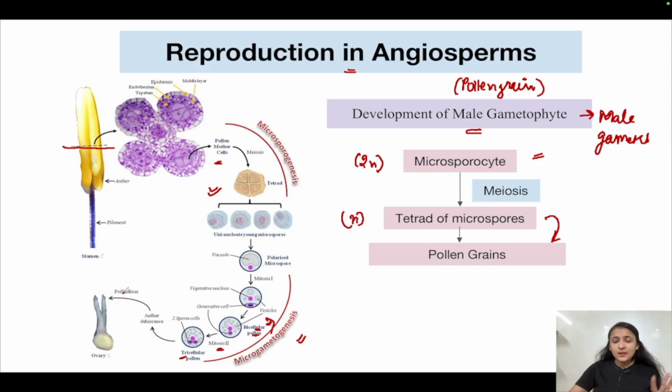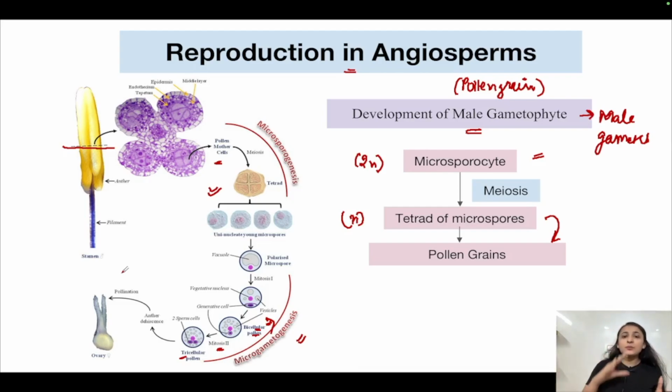Now pollen grains can be shed at either of these two stages, either the bicellular stage or the tricellular stage. The pollen grains which are shed at the bicellular stage later land on the stigma of the flower and grow into the pollen tube, and they convert into the tricellular stage by undergoing mitosis 2.